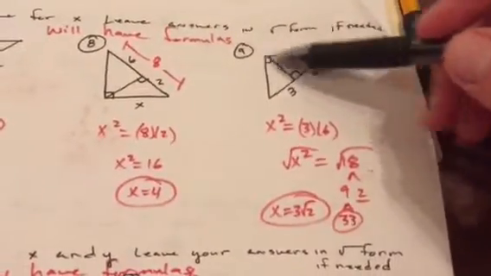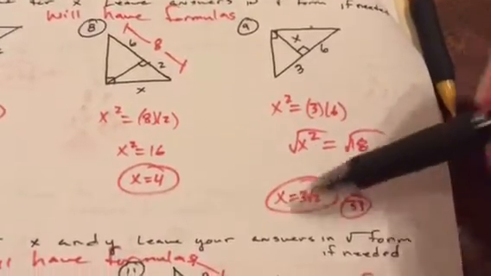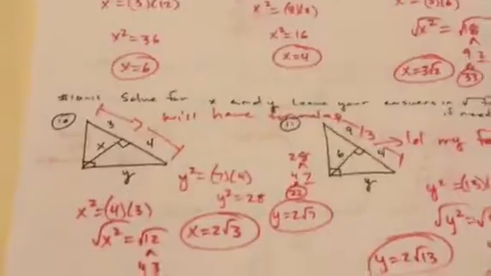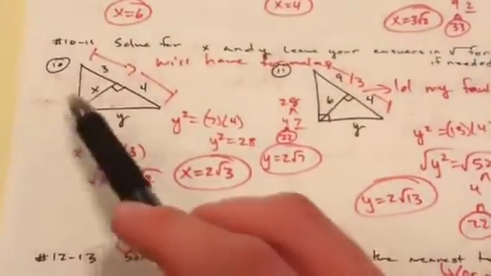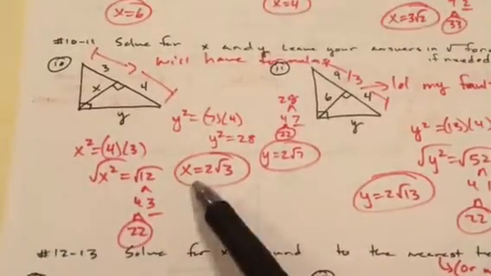Here you're doing the height squared is 1 part of the hypotenuse times the other. If x squared is 18, break it down, you get 3 root 2. Same questions, you just have x and y here. Height squared is 1 part of the hypotenuse times the other. Take the square root of 12, you get 2 root 3.